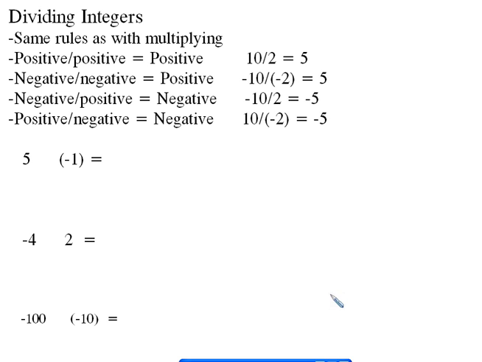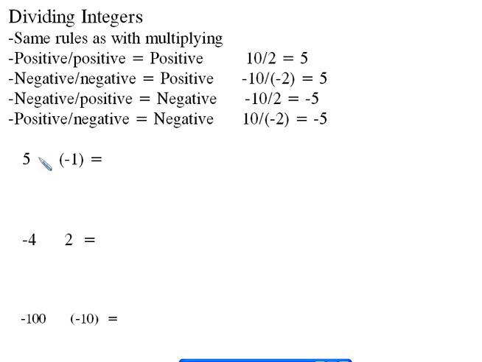Dividing integers, the same set of rules apply for dividing integers as with multiplying integers. So 10 divided by 2 is going to be 5. Negative 10 divided by negative 2 is going to be 5. Negative 10 divided by 2 is going to be negative 5. And 10 divided by negative 2 is going to be negative 5.